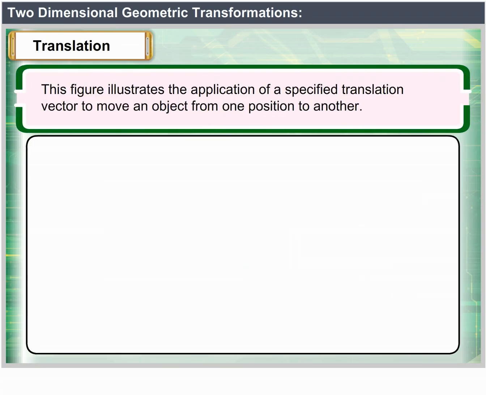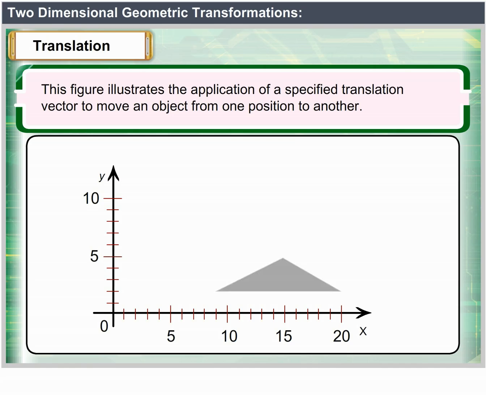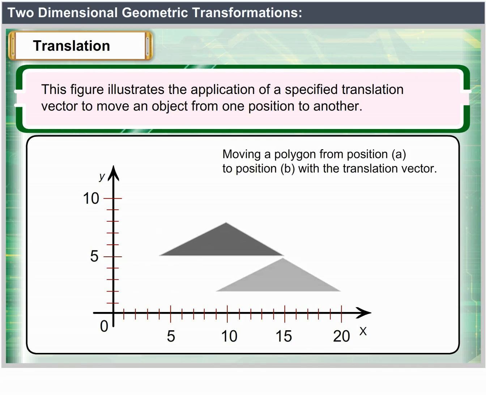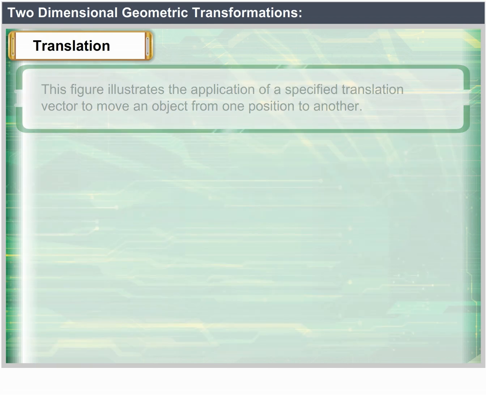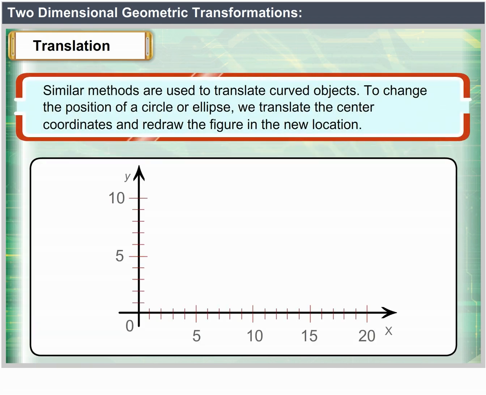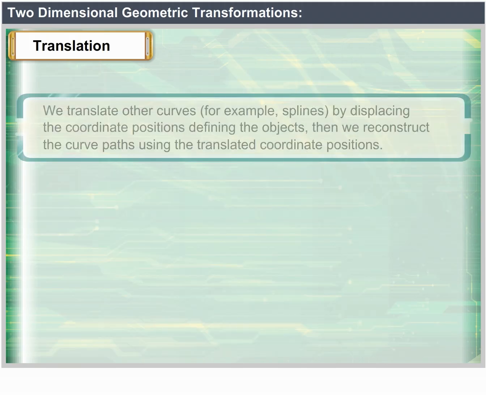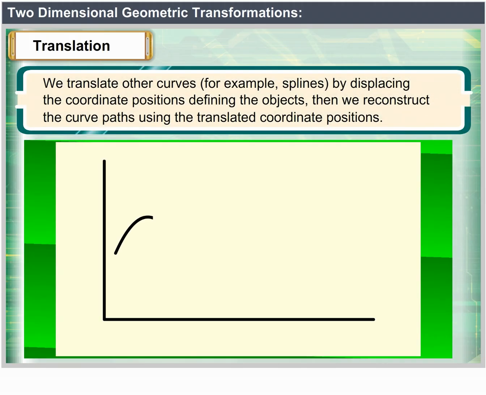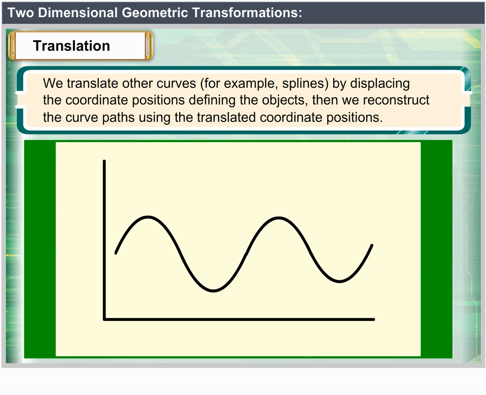This figure illustrates the application of a specified translation vector to move an object from one position to another. Similar methods are used to translate curved objects. To change the position of a circle or ellipse, we translate the center coordinates and redraw the figure in the new location. We translate other curves, for example splines, by displacing the coordinate positions defining the objects. Then we reconstruct the curved paths using the translated coordinate positions.